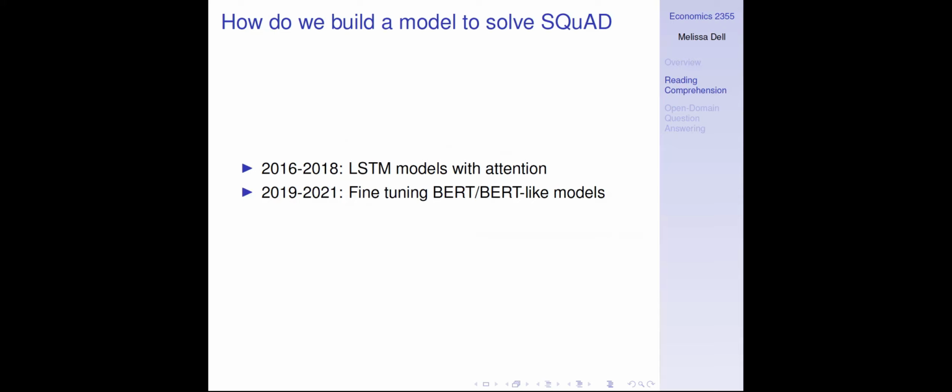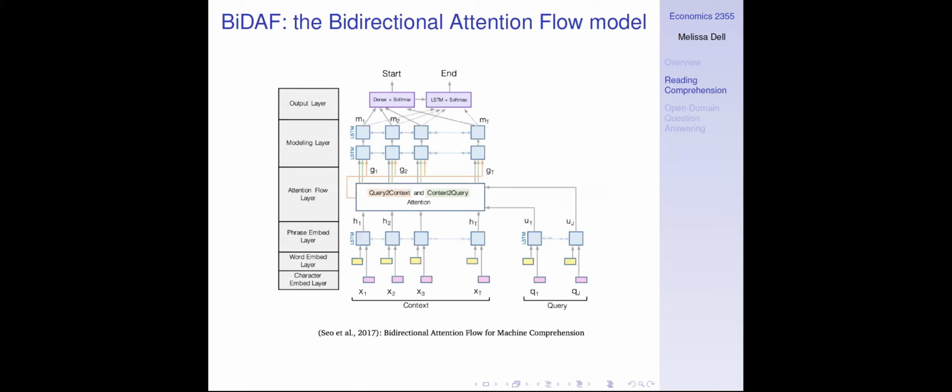So how do we build a model to essentially solve SQuAD or other question answering data sets? Between 2016 and 2018, people were using LSTM models with attention. From 2019 onward, people are fine-tuning BERT or other BERT-like transformer-based models. The main model in this literature during the 2016-2018 pre-BERT period was called BiDAF, the Bidirectional Attention Flow model. I'm not going to go into the details of this, but it's similar to the seq2seq models with attention that we saw earlier in the course when we were talking about machine translation. So the attention, unlike in BERT, where it's self-attention over the sequence, is between the question and the passage.